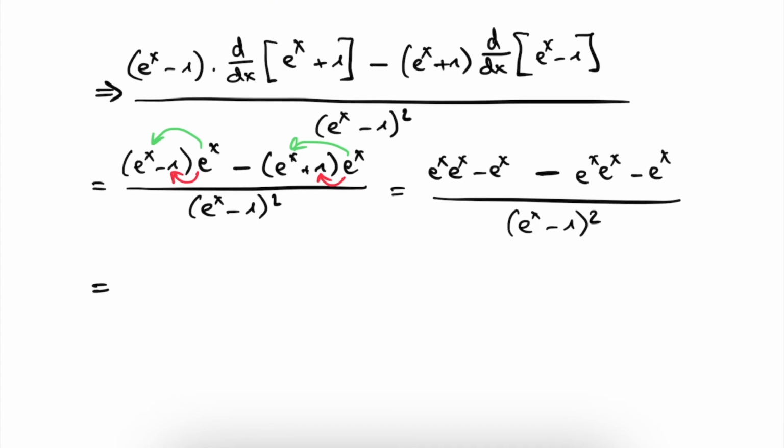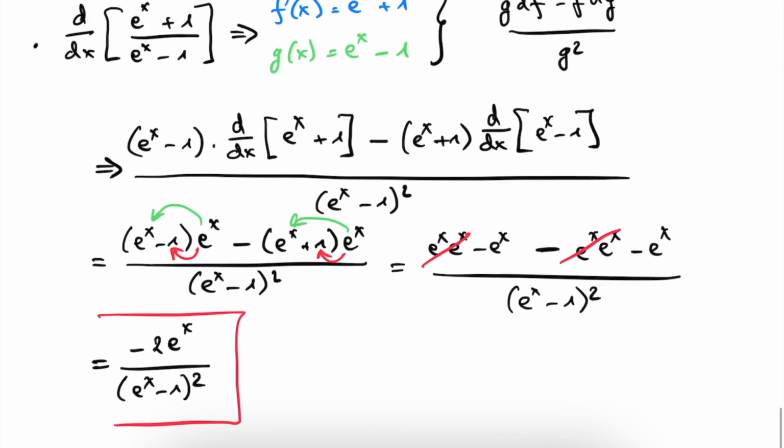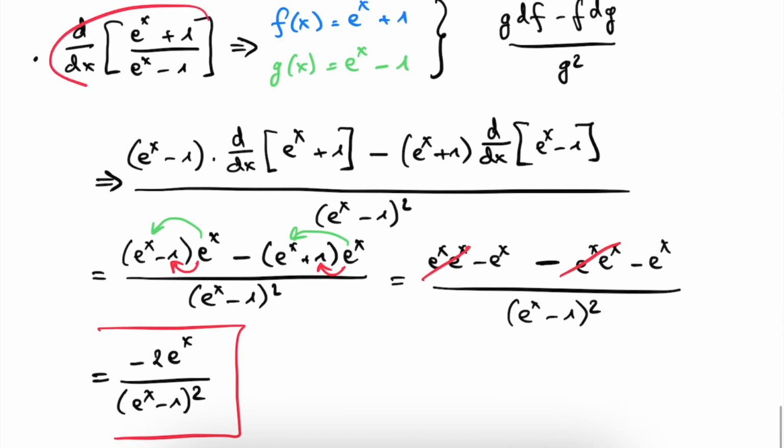And then finally, we see that this term and this term drop out, and we get minus 2 times e to the power of x divided by e to the power of x minus 1 squared. And this is our result for our initial derivative.